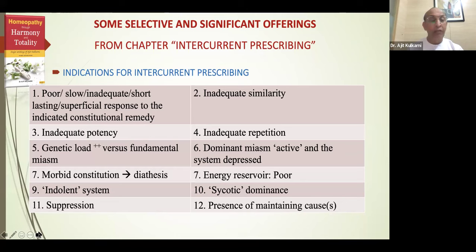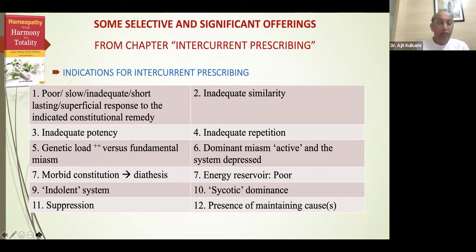Poor, slow, inadequate, short-lasting, superficial response to the indicated constitutional remedy. Second, inadequate similarity, because something is not available as characteristic because of poor susceptibility. So you are starved, as a homeopath, of adequate data. In some cases, you stimulate the susceptibility, which starts manifesting the symptoms. This is the idea.